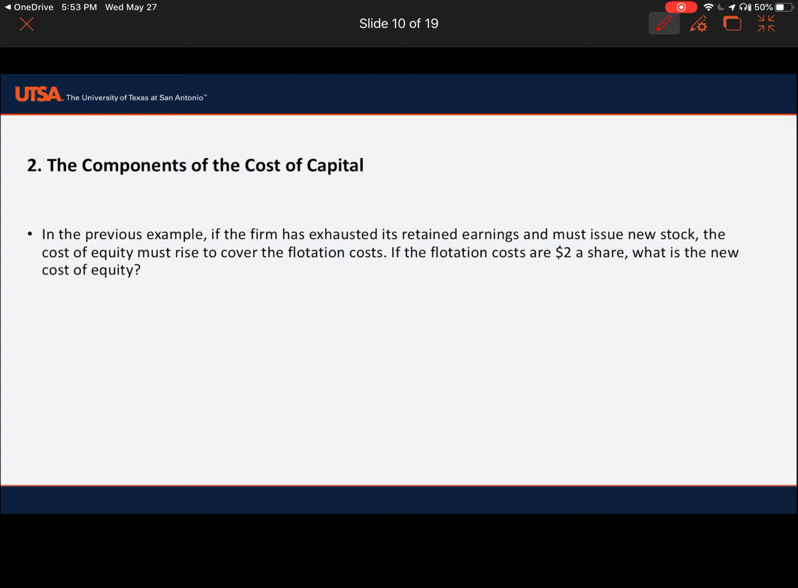In the previous example, if the firm has exhausted its retained earnings and must issue new stock, the cost of equity must rise to cover the flotation cost. If the flotation cost is $2 a share, what is the new cost of equity? So we need to take care of the flotation cost. Same calculation: dividend 1 over the price 0 minus flotation cost.